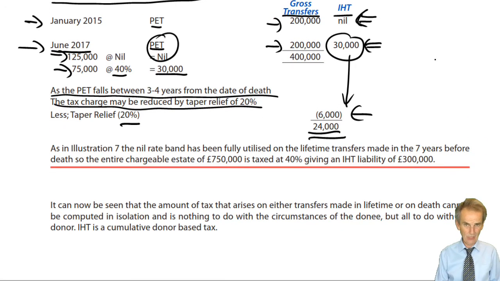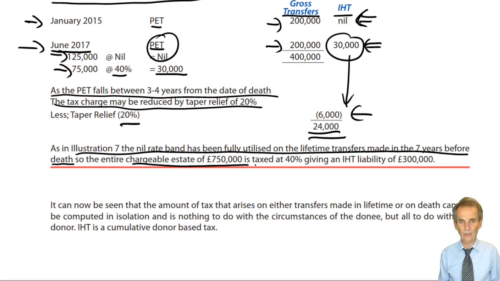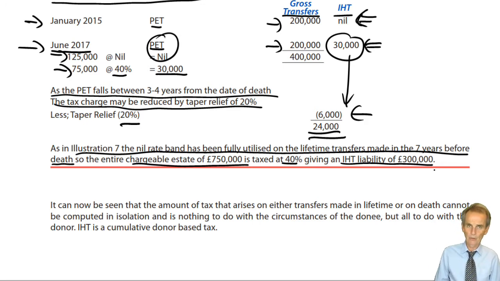Now, of course, that's the lifetime transfers, but of course, there's still the death estate. As in illustration 7, the nil rate band has been fully utilised on the lifetime transfers made in the 7 years before death. So the entire chargeable estate, that remember was £750,000, is taxed at 40%, giving you an IHT liability of 300. Now, of course, it would have been possible for a nil rate band to have been applicable against a part of that chargeable estate.